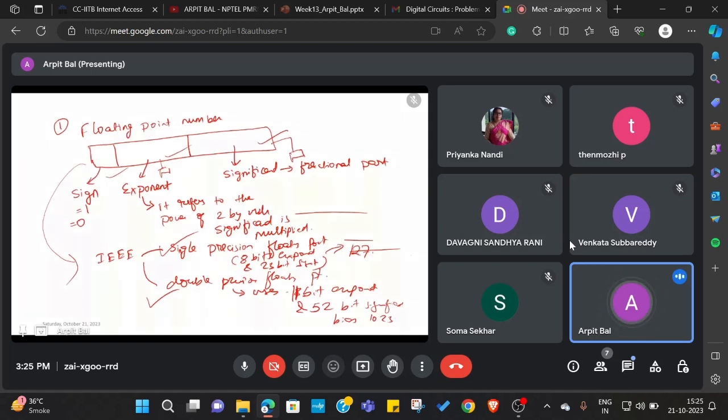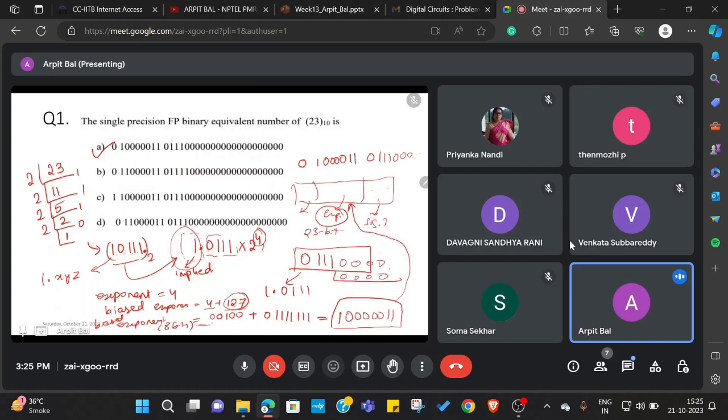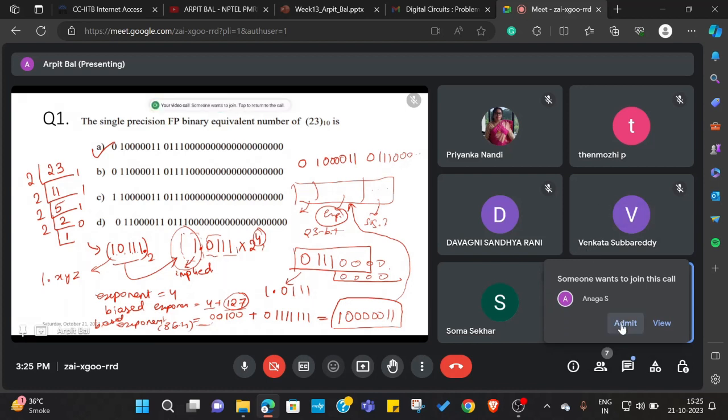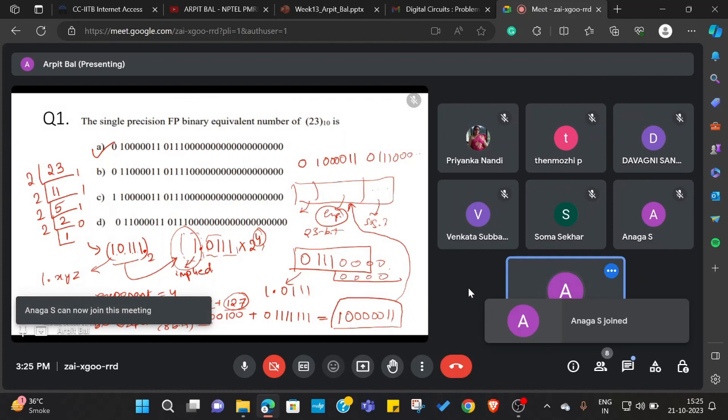Moving to week 2, week 2 was mostly floating point representation. So this is the basics part. Let us jump to the numerical. We were supposed to represent 23 in single precision floating point.